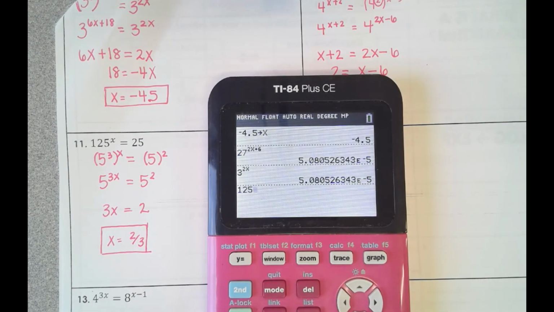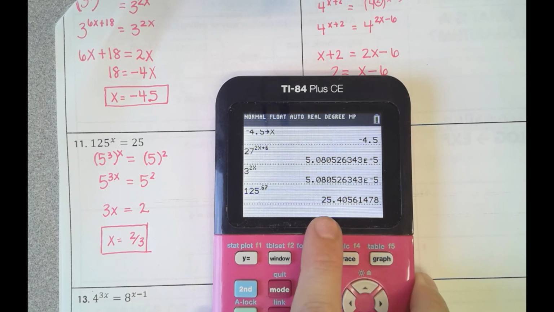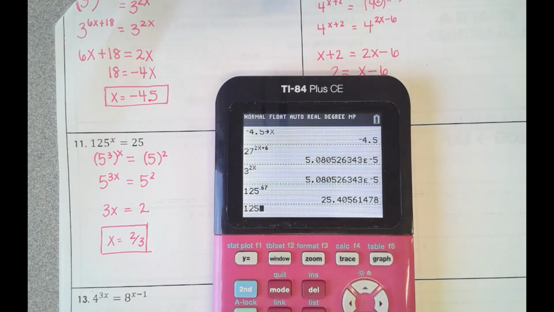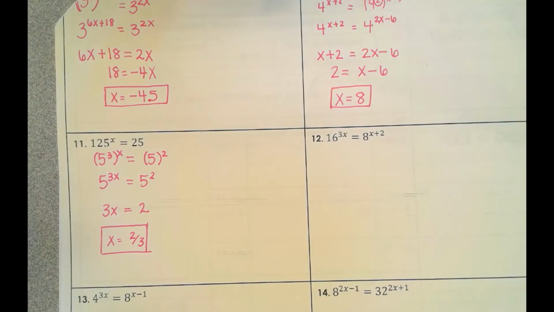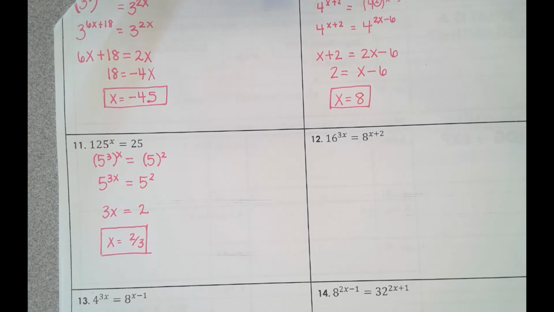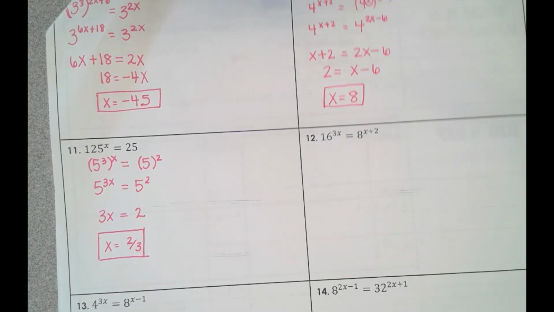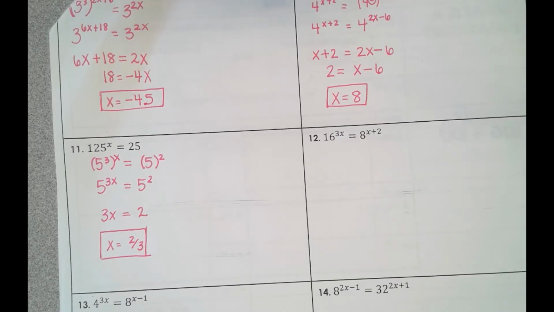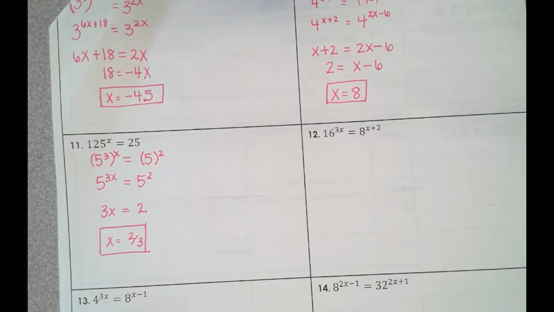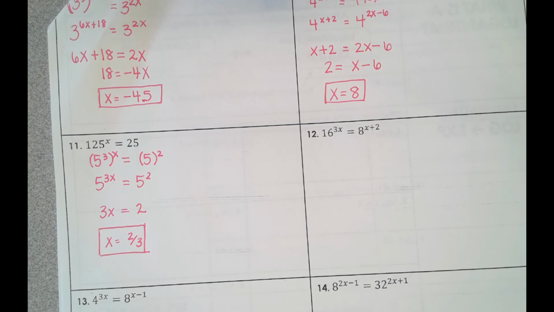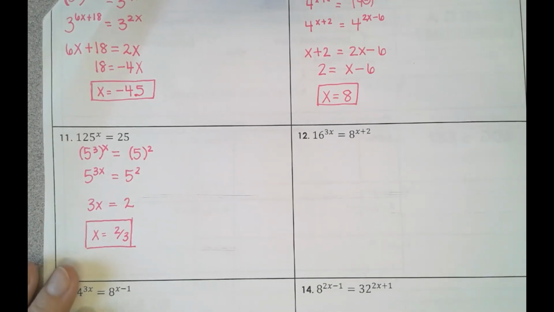Because look, if I do 125 to the 0.67 power, it's not going to be exactly right. 125 to the 2/3 power is 25. And when we get to some later in this unit, I will make you round to at least 4 decimal places, because just a few decimal places can really throw off your answer.